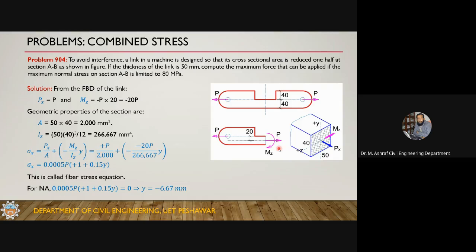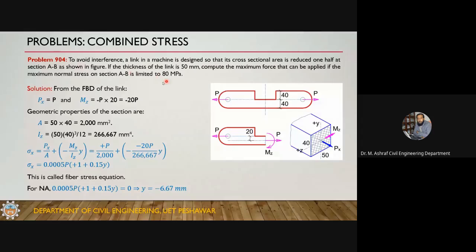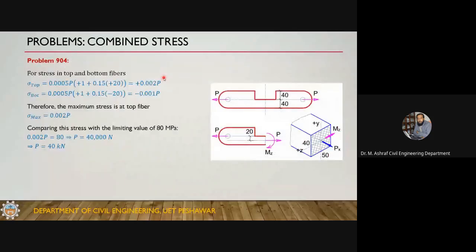Now for the neutral axis, if you plug in this value, equal to 0, this will result in y equal to minus 6.67. So the neutral axis has shifted downward in this case. Neutral axis has shifted downward. Now, since the problem is that the stress is limited to this value, you will have to search for the maximum stress.